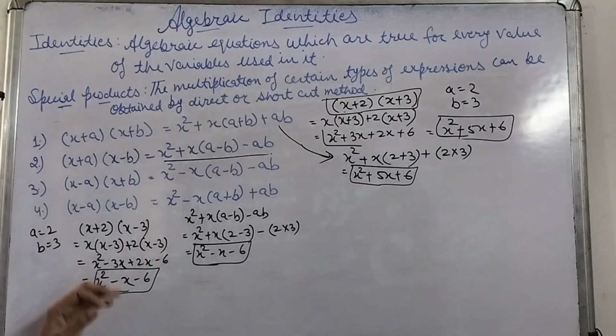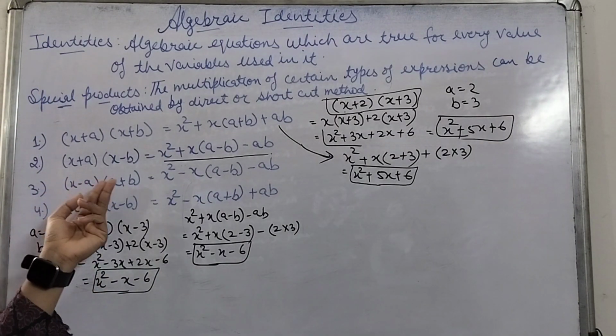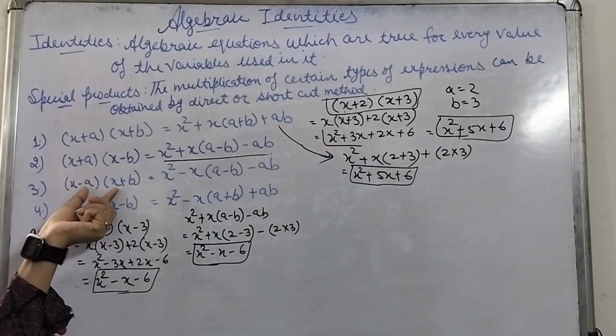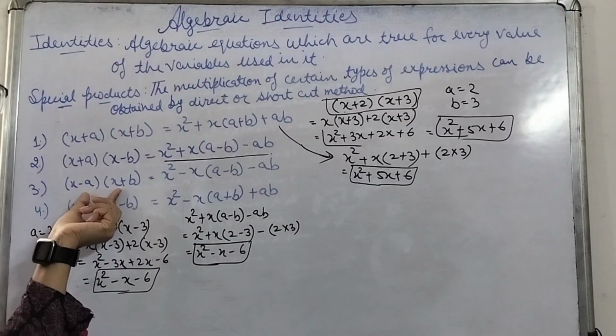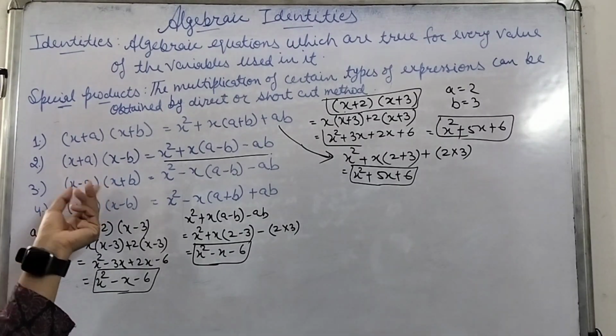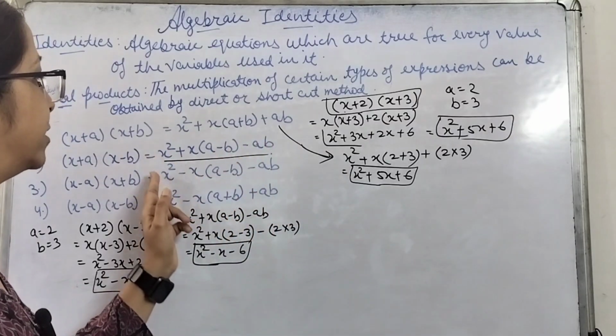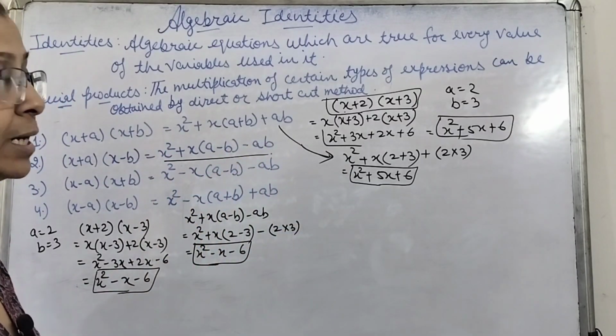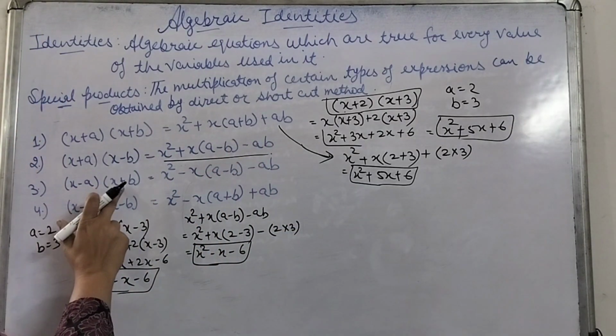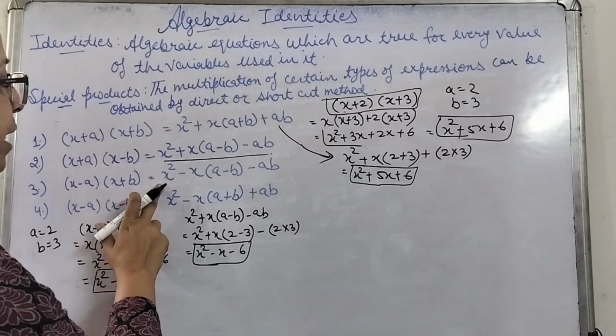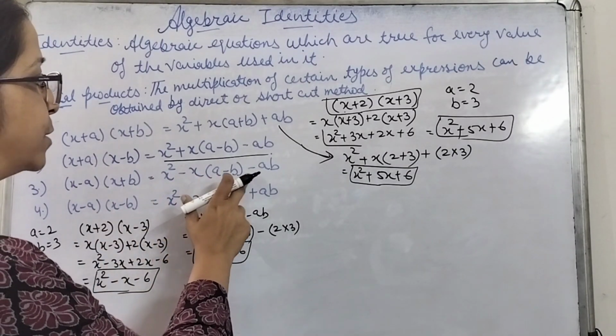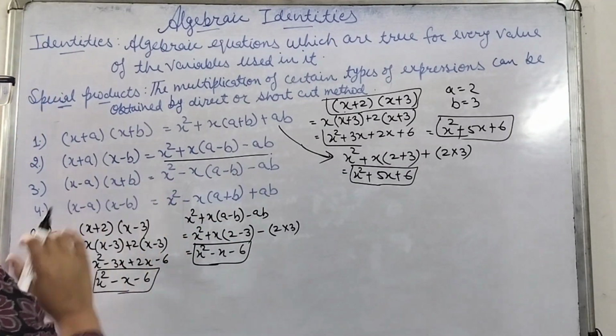This is your third expression, that is x minus a multiplied by x plus b. If these two are the expressions and we are multiplying these two, then without multiplying we can apply this identity or this formula. So x minus a multiplied by x plus b could be written as x square minus x a minus b, minus ab. Now let's take an example.